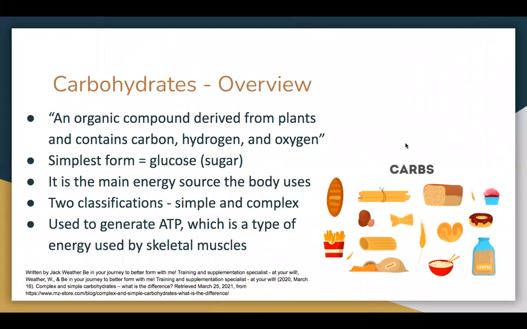So, carbohydrates, by textbook definition, are organic compounds derived from plants that contain carbon, hydrogen, and oxygen. The simplest form a carbohydrate can come in is known as glucose, also known as a simple sugar. It is the main energy source the body uses. There are two classifications of carbohydrates, simple and complex. And carbohydrates, when broken down, are used to generate ATP, which is a type of energy used by skeletal muscles.